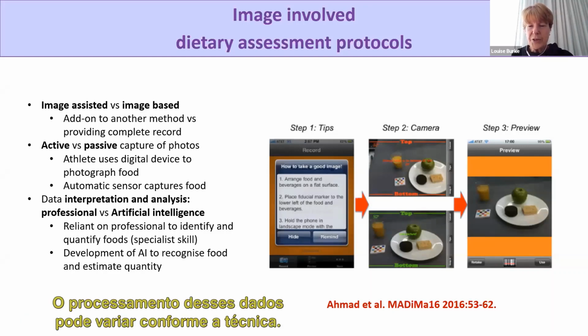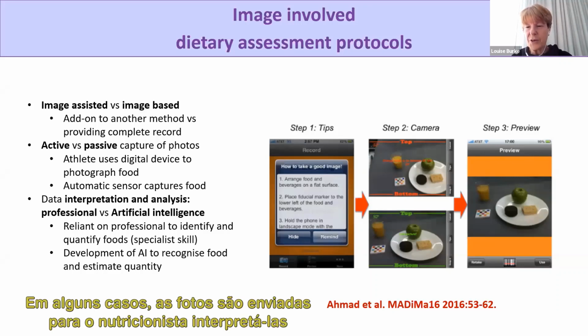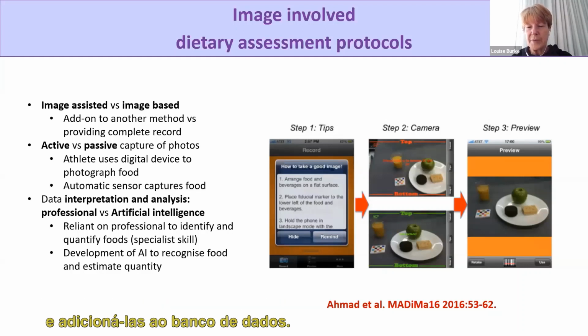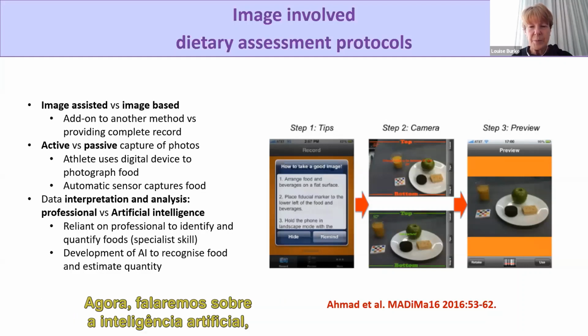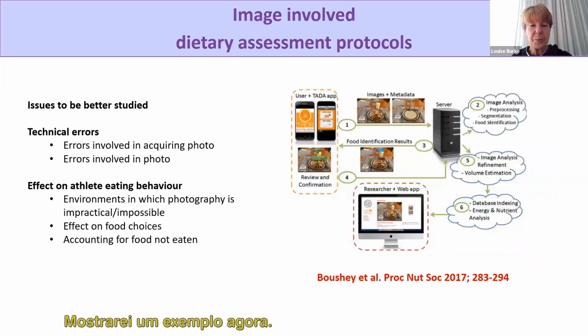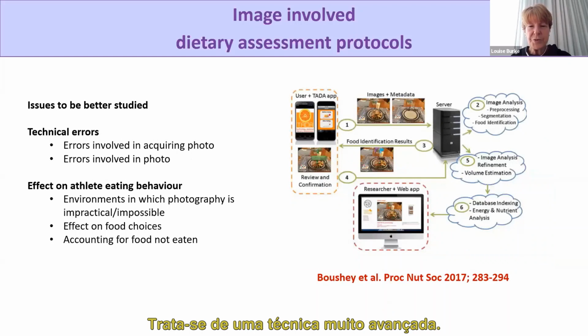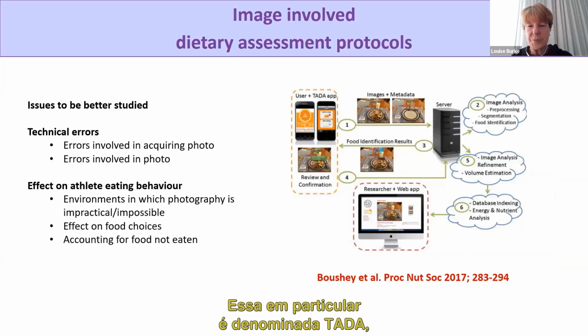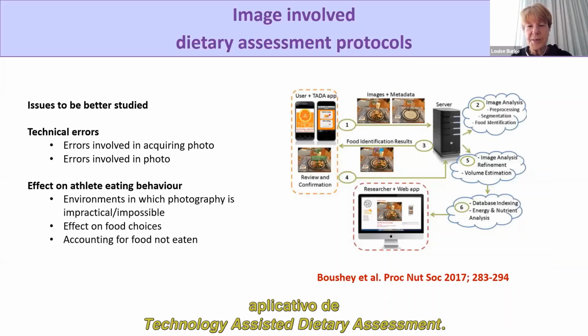How that information is then processed can vary according to the technique. In some cases, the photos are sent back to the dietitian, who has to interpret them and then add them to the database. But now we're moving to artificial intelligence, where a machine can make decisions about what an athlete ate based on that photo. And I'll show you an example here. This is a very, very new space age kind of technique. This particular technique is called the TADA, which is the technology-assisted dietary assessment app.